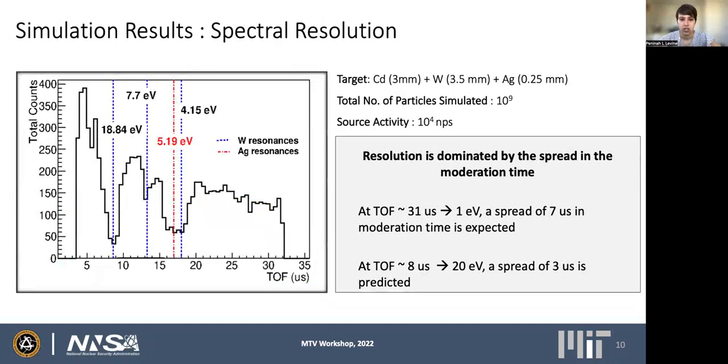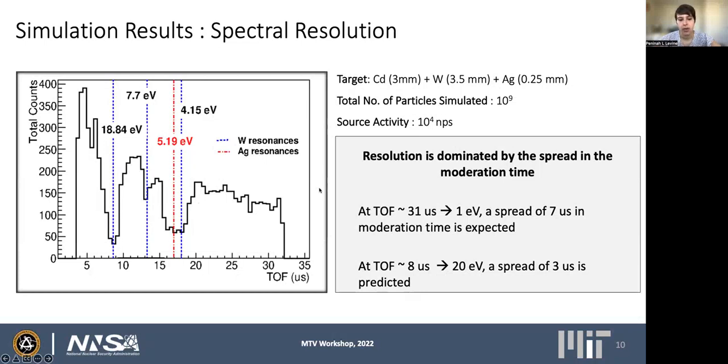Next, we have simulations using a silver target. So we still have cadmium and we still have tungsten, and now we've added silver. And this is for 10^9 simulated particles, once again at a rate of 10^4 neutrons per second, so the slower rate that we were looking at before. And here we can clearly see those attenuation lines, those dips at our resonances.